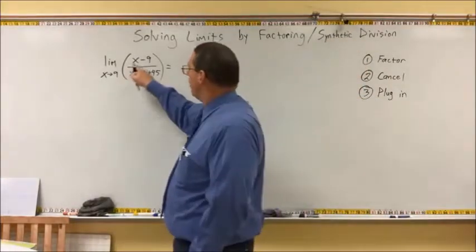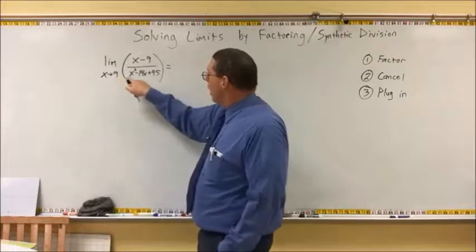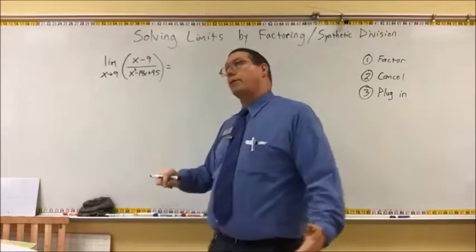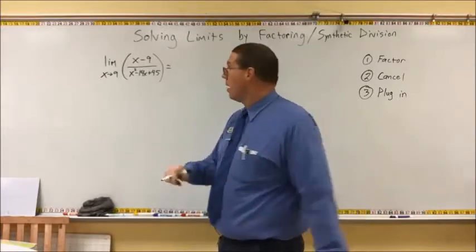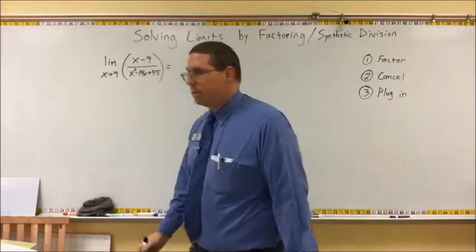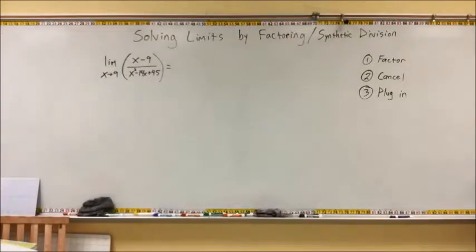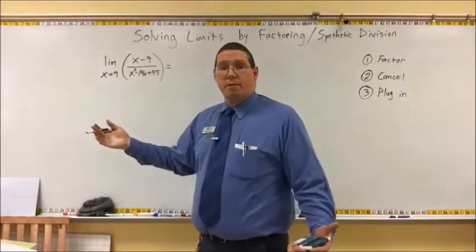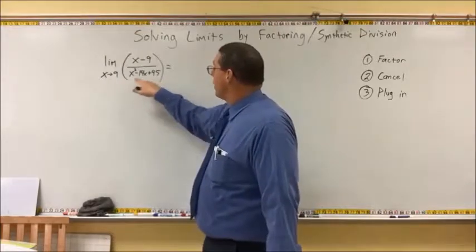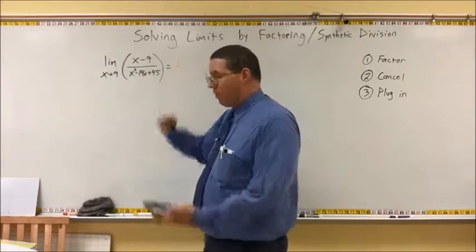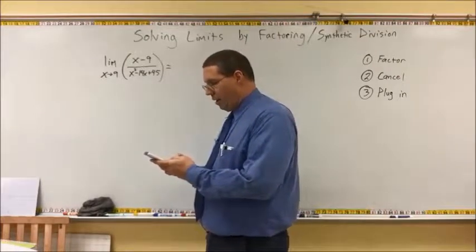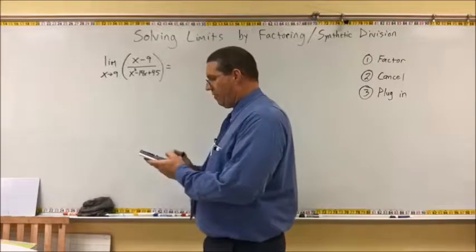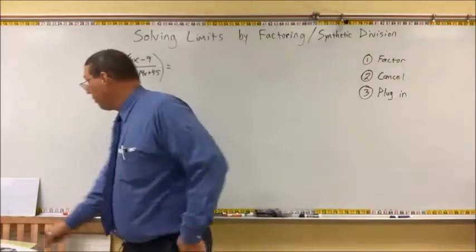Okay? If we put the 9 in here, 9 minus 9 is 0. Now, plug the 9 in here, and we get 9 squared minus 14 times 9 plus 45. Let's grab a calculator. Let's do 9 squared minus 14 times 9 plus 45, and we get 0. Sure enough. Okay, so we got 0 over 0.